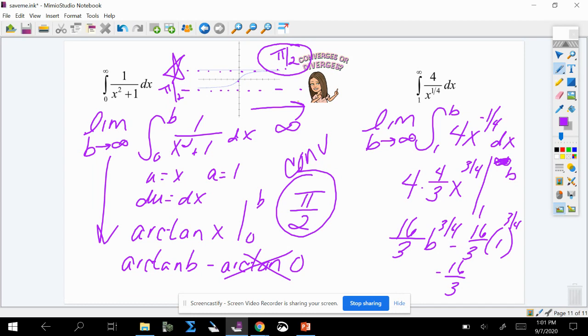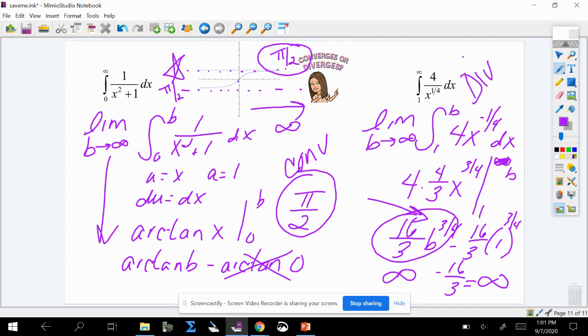Now we want to see what happens as I go towards infinity and put that right here. If I take infinity to the 3/4 power, it's going to get bigger and bigger and bigger. So this whole thing is going to become infinite. I then take off the 16/3, which does really nothing against the infinity. Infinity always wins. So I get an infinite value. And what that tells me is that this one diverges.